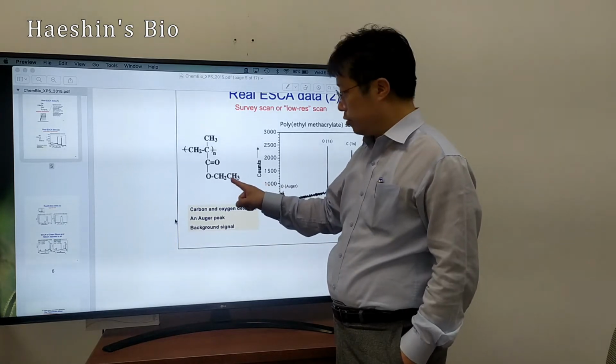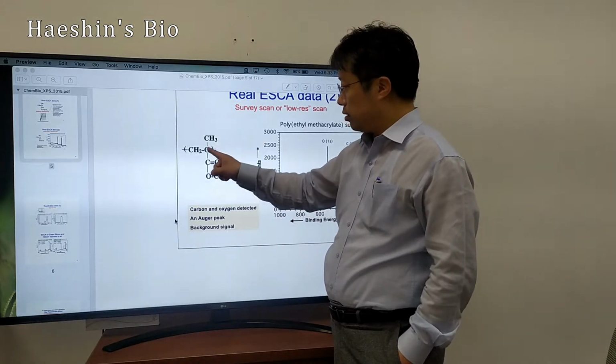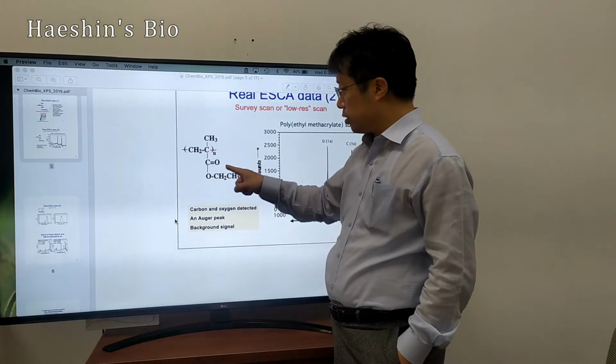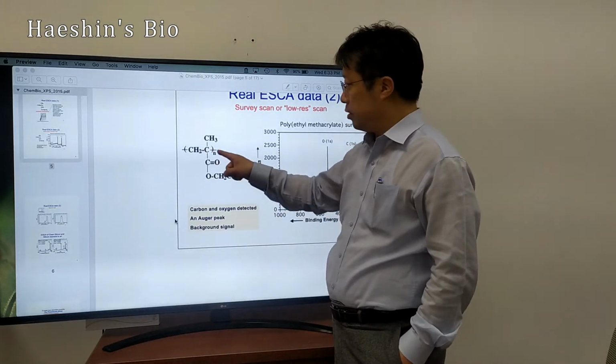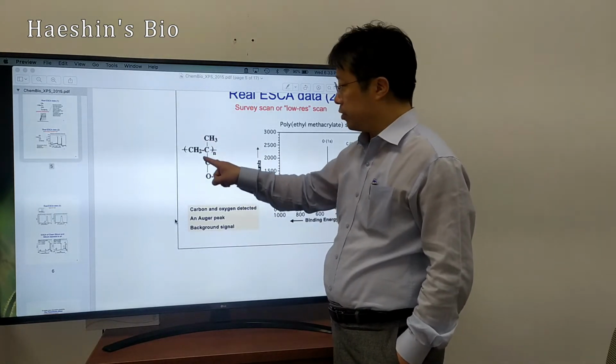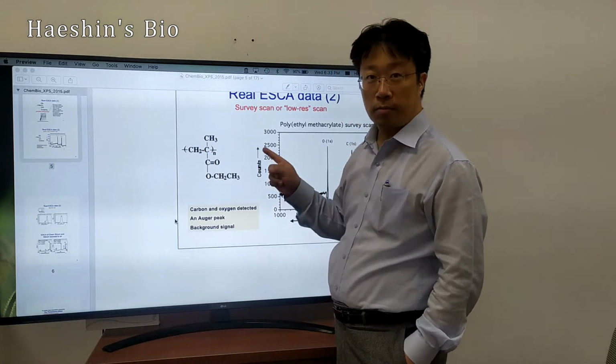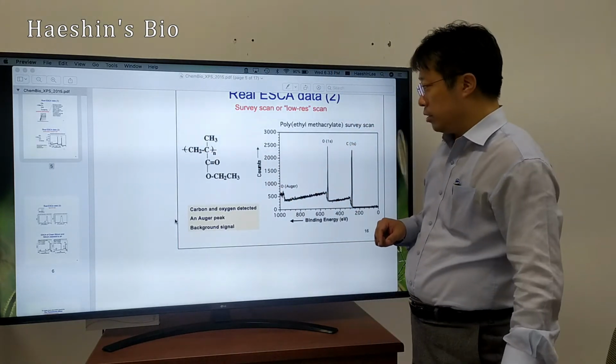So I should say type 1, type 2, type 3. This carbon and this carbon are the same type. This carbon and this carbon are the same type. This carbon, this carbon, this carbon are the same type. So you have 3 different carbons.